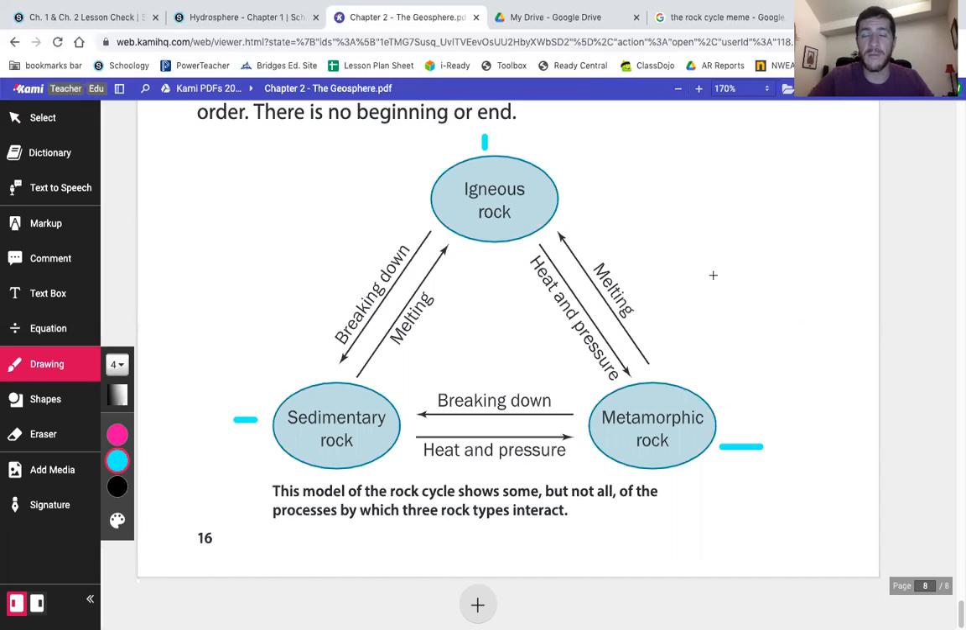It can be anything on here. So notice a couple of things. The sedimentary rocks both have to be broken down. We have melting happens to be igneous rock. And in order for metamorphic, it needs some heat along with a lot of pressure from the ground.